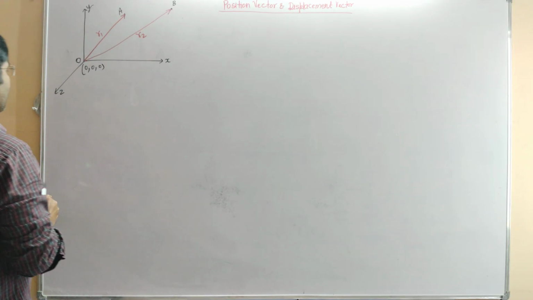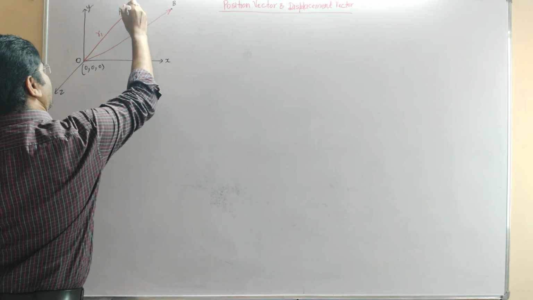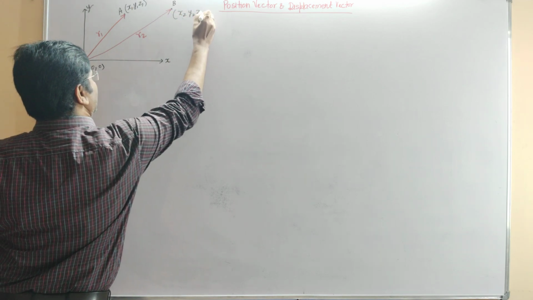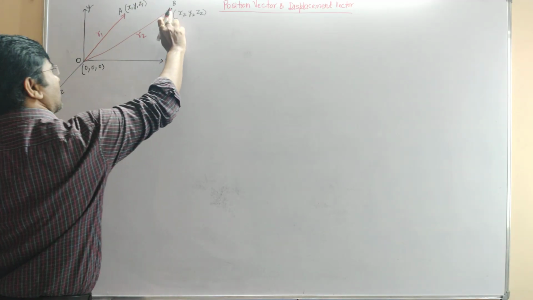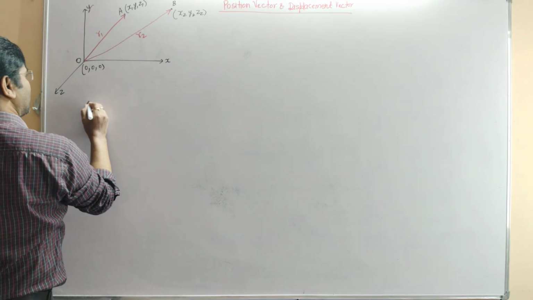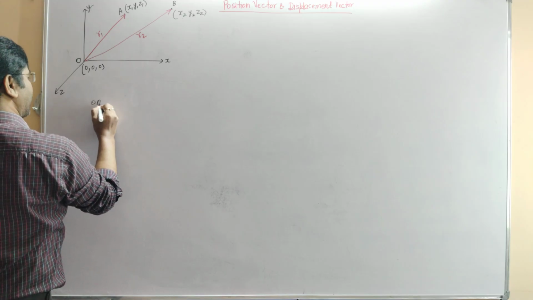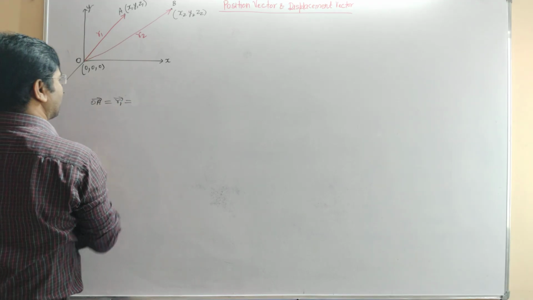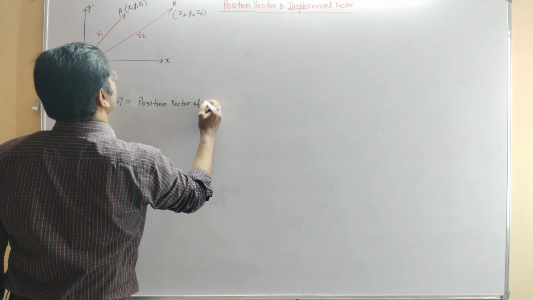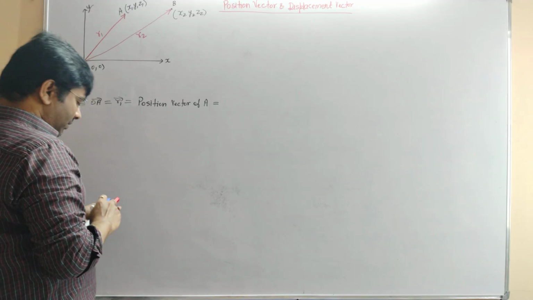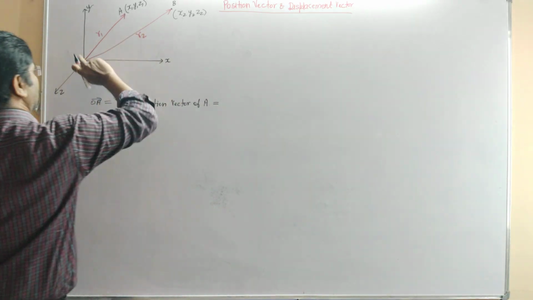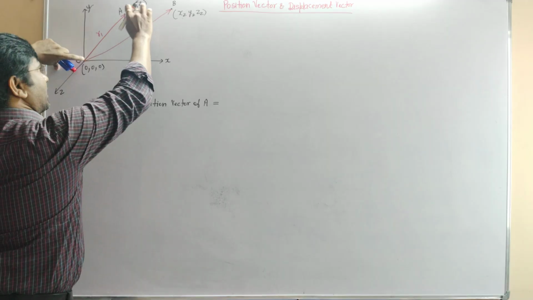So here R1 is a vector. There will be some coordinate of point A. Let's take this is x1, y1, z1, and here coordinate x2, y2, z2. Coordinate of A is x1, y1, z1. Coordinate of B is x2, y2, z2. So we will write here OA vector is R1 vector, and this R1 vector is position vector of A. If I am connecting this A to O, this point is 0, 0, 0, this point is x1, y1, z1.